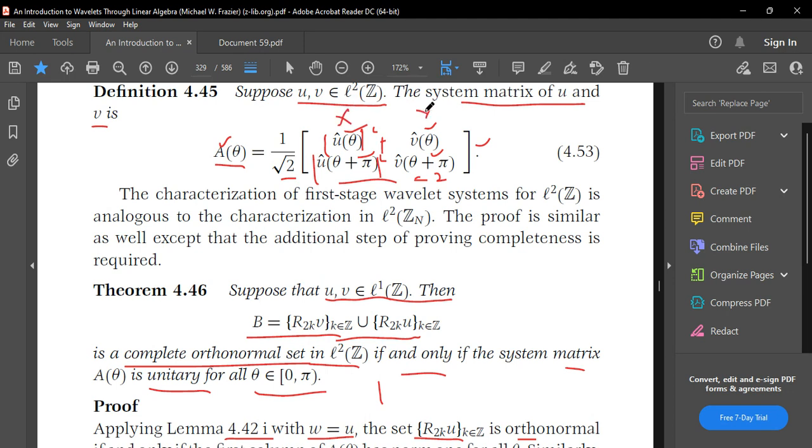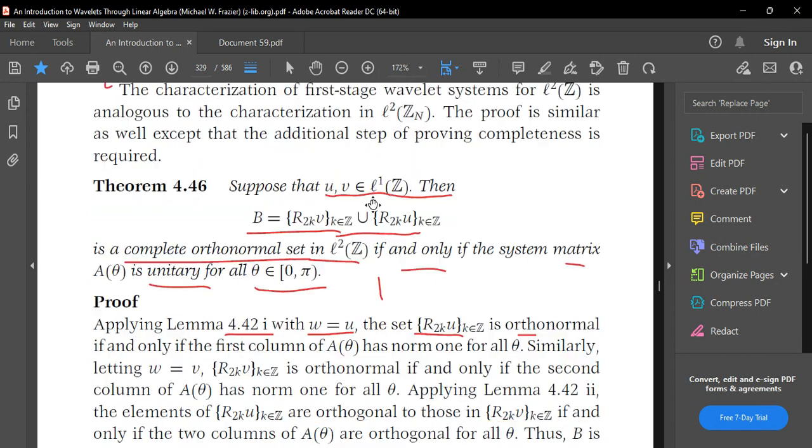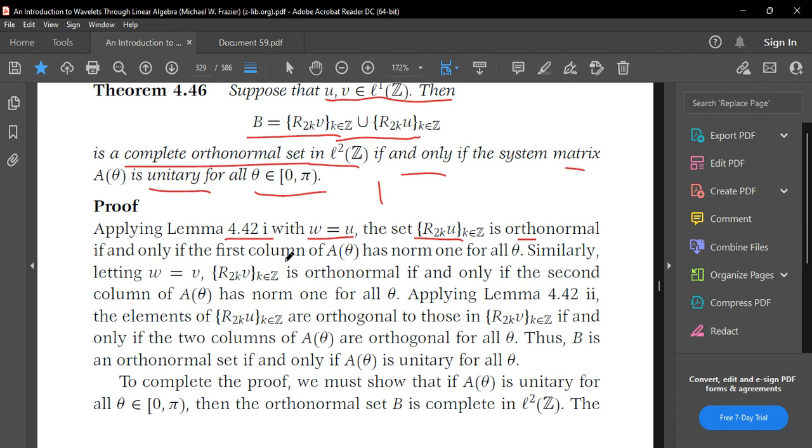what is the inner product between x and x? You will get mod U cap of theta whole square plus mod U cap of theta plus pi whole square. Also 1 by root 2 is here and 1 by root 2 is here, and we will get from the first result that this answer is 1 by 2 into 2, that is equal to 1. So the norm of the first column x will be equal to 1, that is, the first column has norm 1.